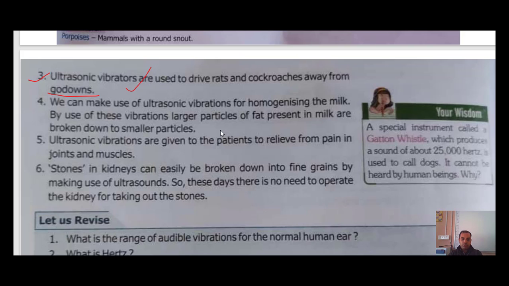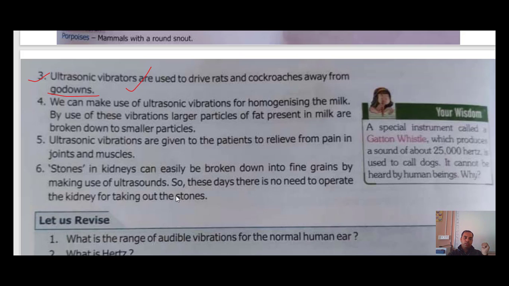Ultrasonic vibrations are given to the patient to relieve pain in joints and muscles. So these ultrasonic vibrations having high frequency, when given to a patient having joint pains and muscle pains, they feel a little bit better, they feel good.